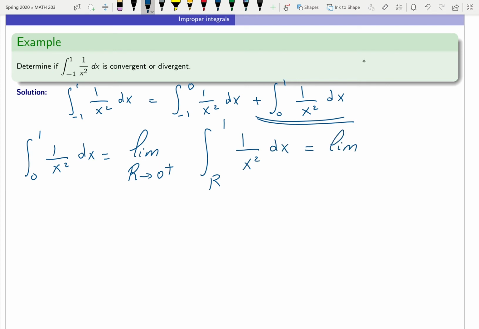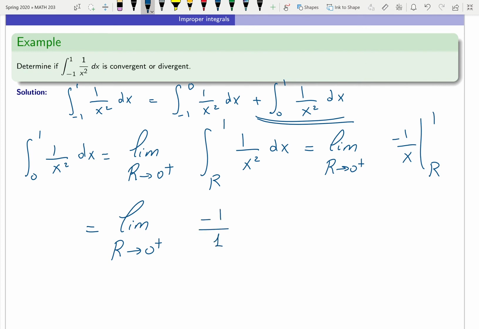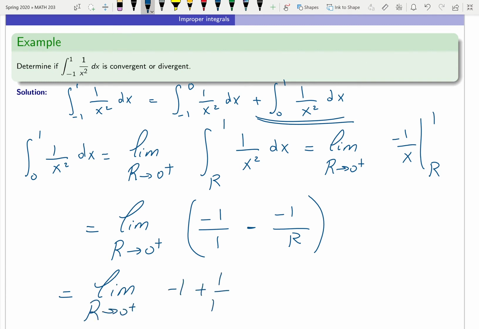So this is the limit when r approaches 0 plus. The antiderivative of 1 over x squared is -1 over x between r and 1. Okay, so this is the limit when r goes to 0 plus, -1 over 1 minus -1 over r. So this is the limit when r goes to 0 plus, -1 plus 1 over r.